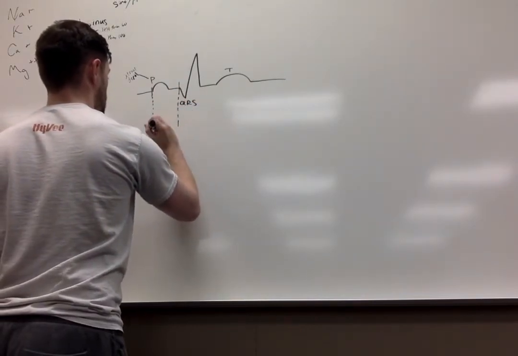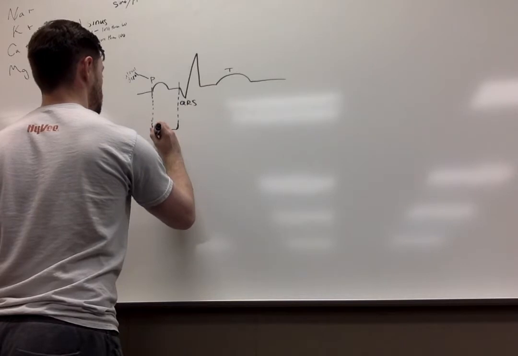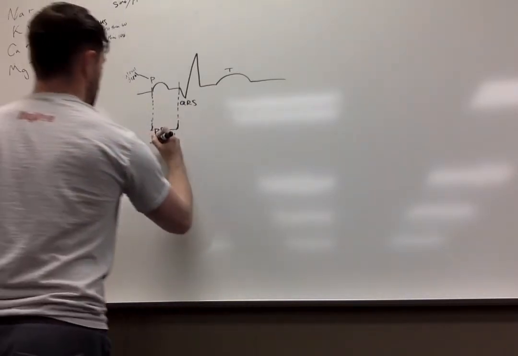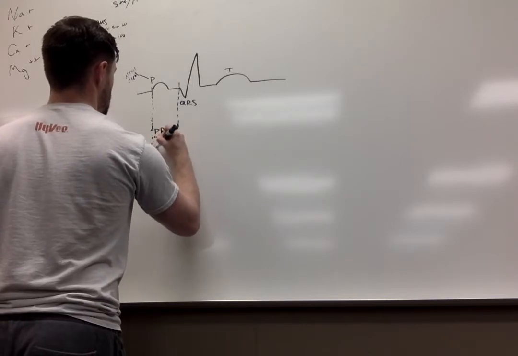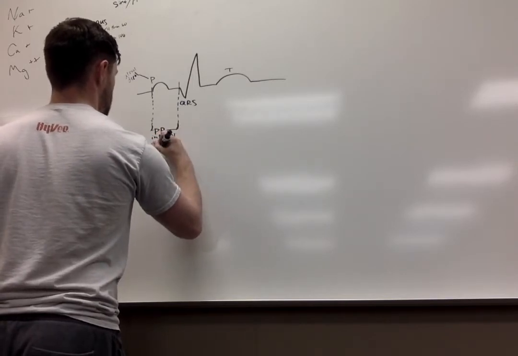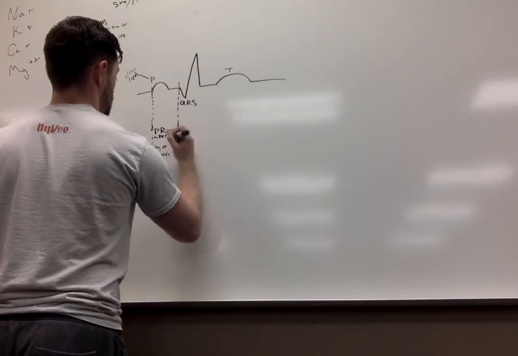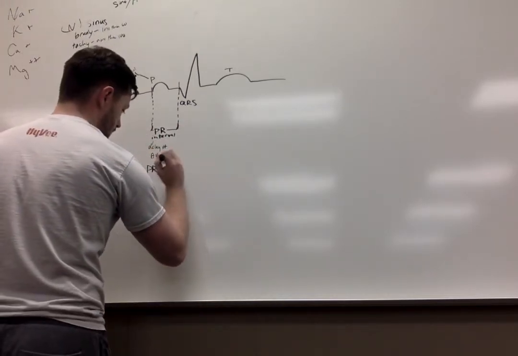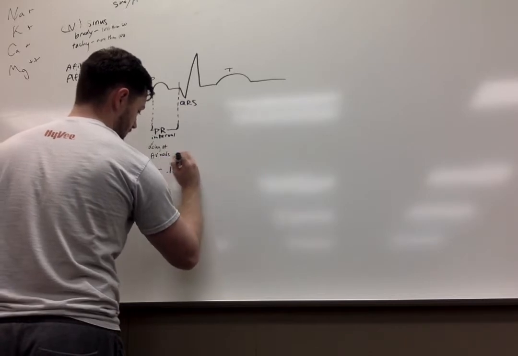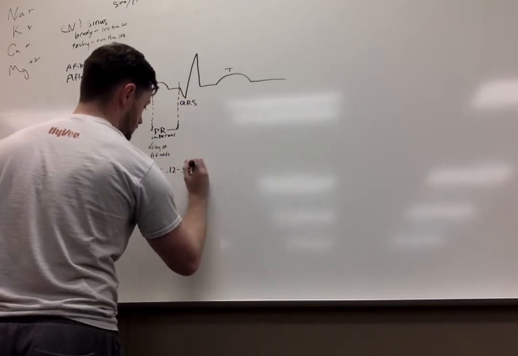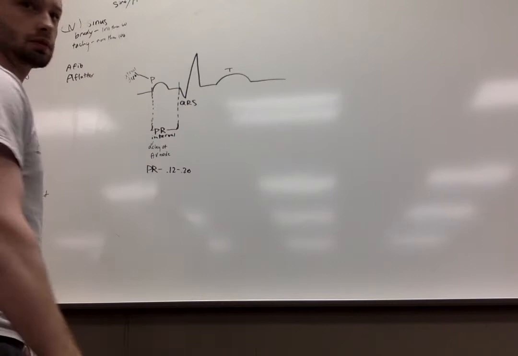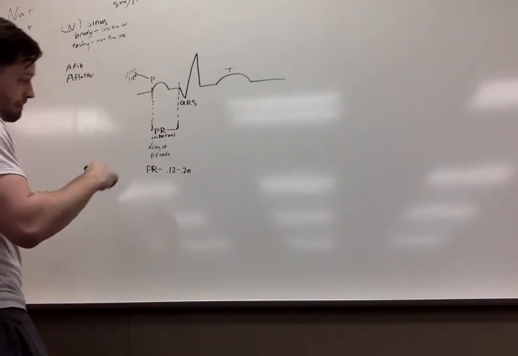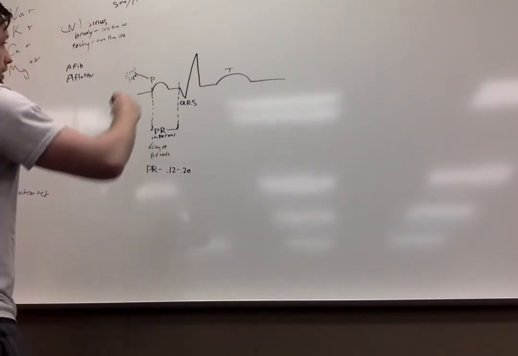PR interval. That's the delay of the AV node. That's good. This is a good thing. Normal PR, if you look in the book, I think Ashley said it's 0.12 to 0.20 seconds. That's your PR.